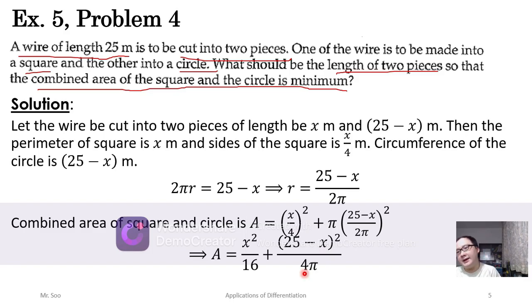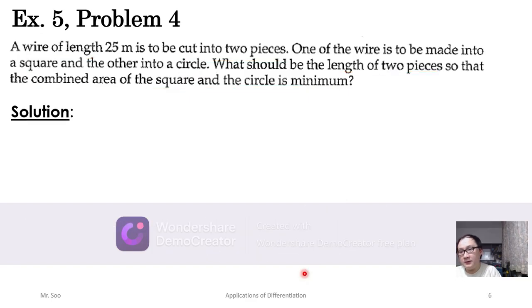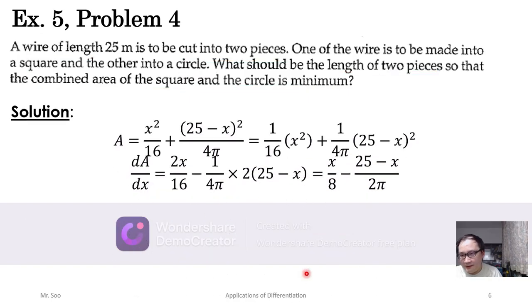Clear? So once we have this, we can find out the total area such that it is minimum, and hence we will be able to find the length of the two pieces. So I write down our A again here. You take this, and you differentiate the area with respect to x.